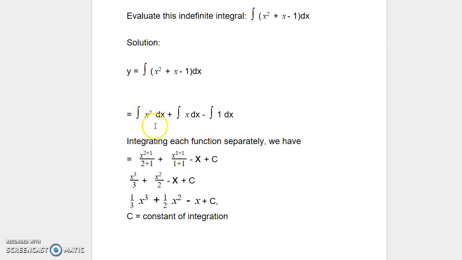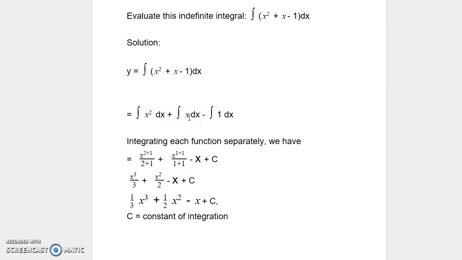For the first part, we can use the power rule. For the second part, also we can use the power rule. And for the third part, we can use the constant rule of integration. When we use the power rule for the first part, integral x squared dx, it simplifies to x to the power of 2 plus 1 divided by 2 plus 1, plus integral x dx.